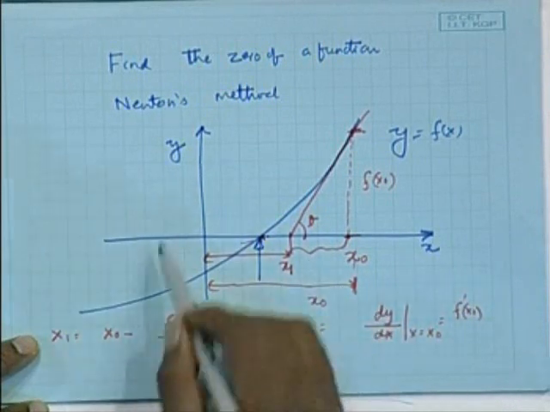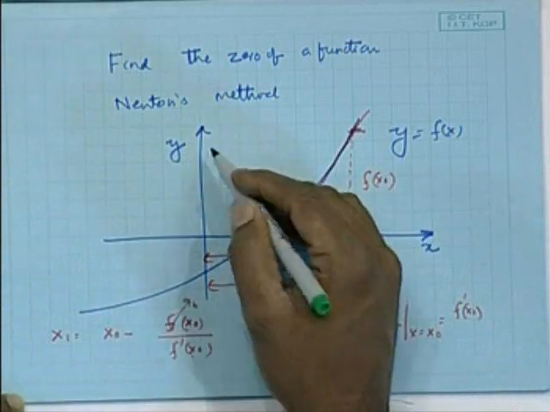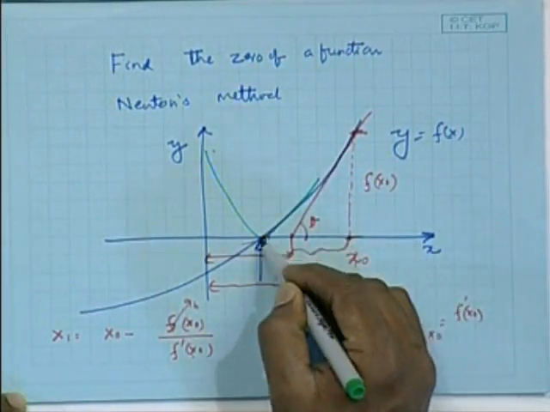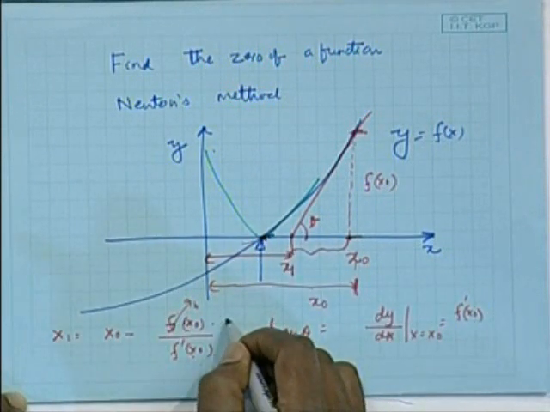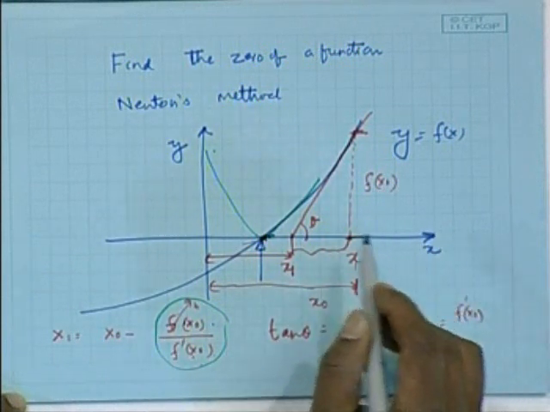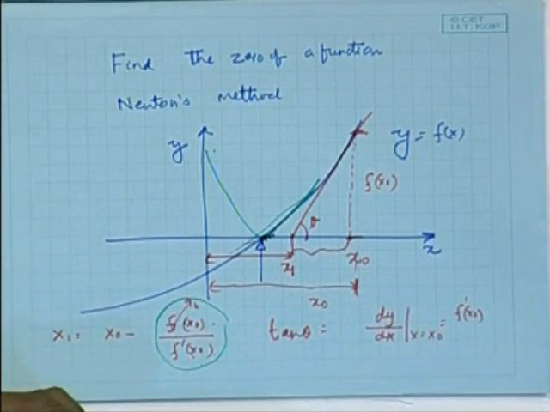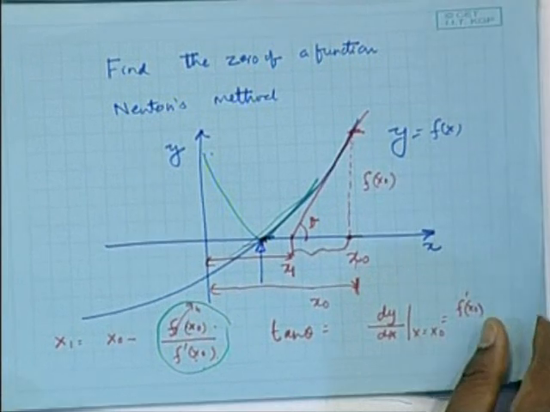Suppose the curve, instead of going like this, had just touched here and gone like this. Then both f of x naught and f dash x naught would have been 0. In that case, this method would have failed. But we are not considering such functions. We are considering functions where the function is 0 but the derivative does not vanish. At those places we will find the zero of a function.